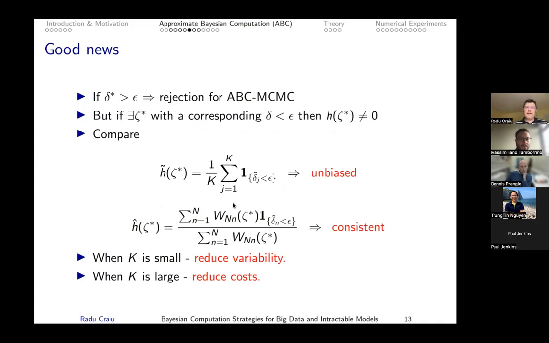So some of you may be wondering how this works and how this fits into the pseudo marginal framework. And the reality is that it doesn't, right? Because we are replacing an unbiased estimator with a consistent one. But there are some things that I think are kind of intuitive here.